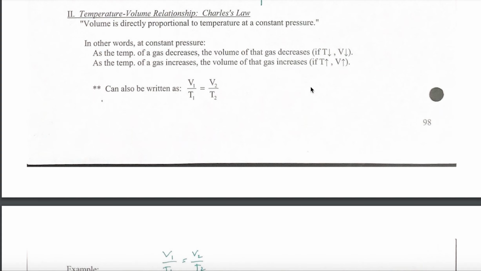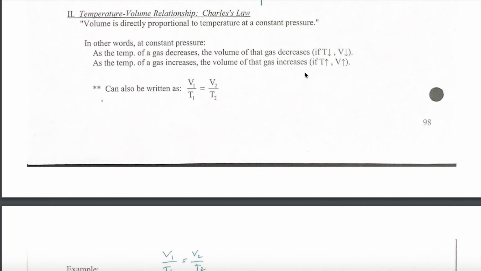Charles doesn't put pressure in the formula, only volume and temperature. And then of course he wondered what happened if he changed the temperature. So it turns out they are directly proportional. Directly proportional means if one decreases, the other one also decreases. And if the temperature increases, the volume also increases.